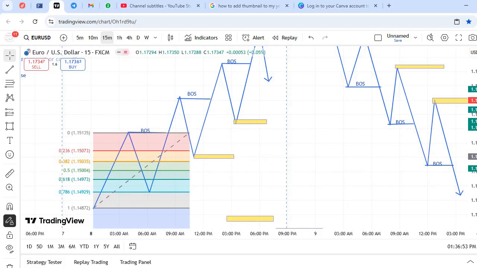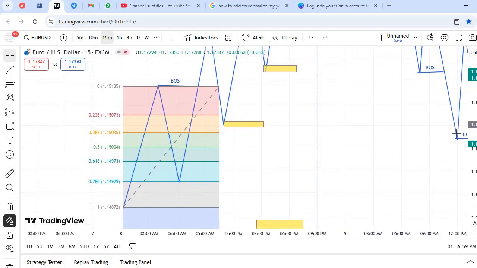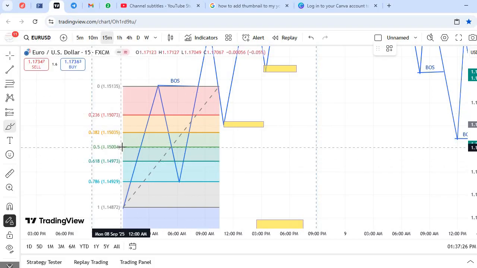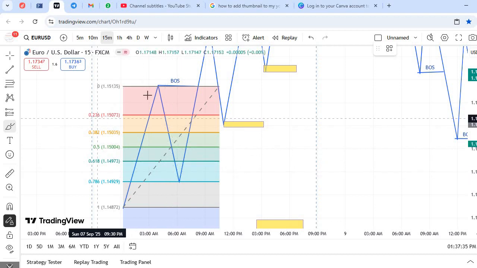Then if you look at the left hand side, just follow me. You can see we're having some figures here: 0, 0.236, 0.382, 0.5, 0.618, 0.786. So these are different fib levels. You understand? But I used to advise that you pick from 0.5. I used to advise that you pick from 0.5 below in an uptrend.